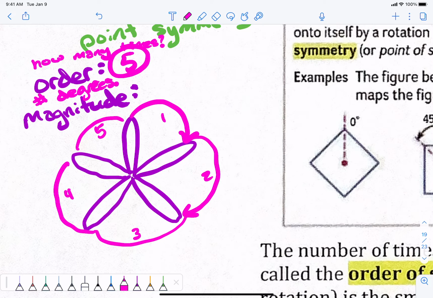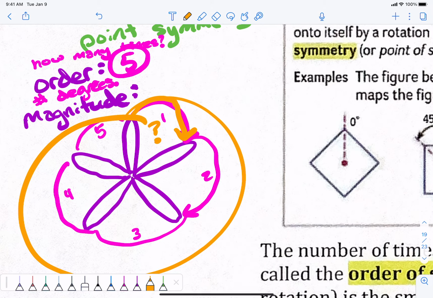The magnitude is the number of degrees that he has to rotate in order to map on top of himself. So how many degrees is it from here to here? How would we find that? What's the total all the way around? 360. We would take 360 and divide by 5.